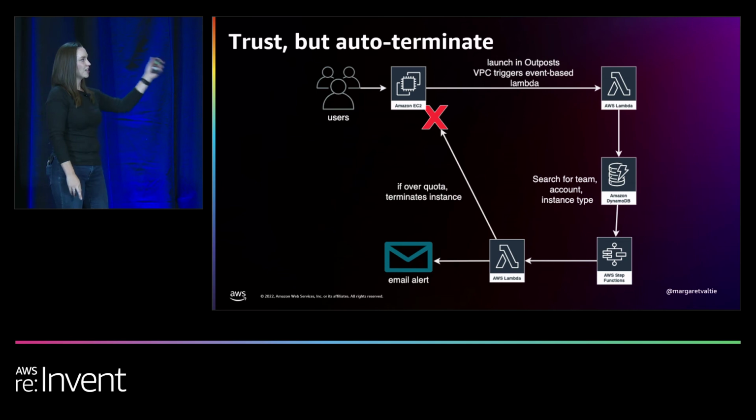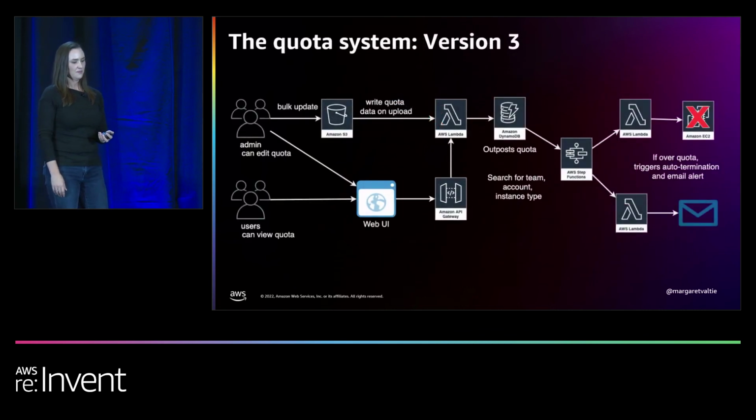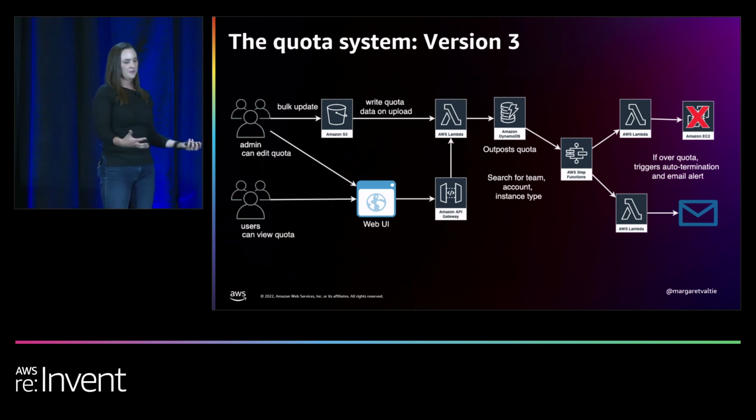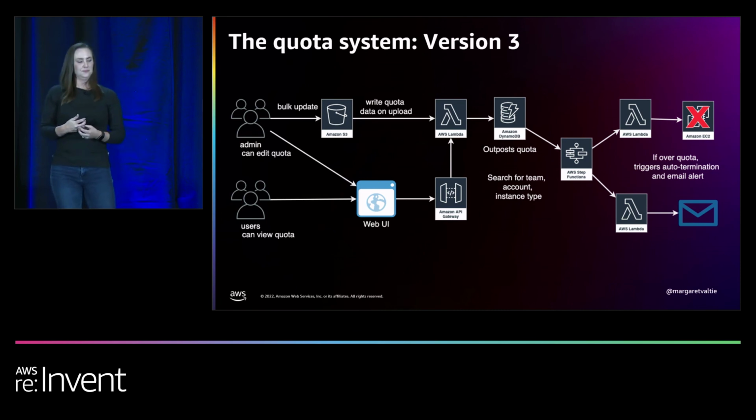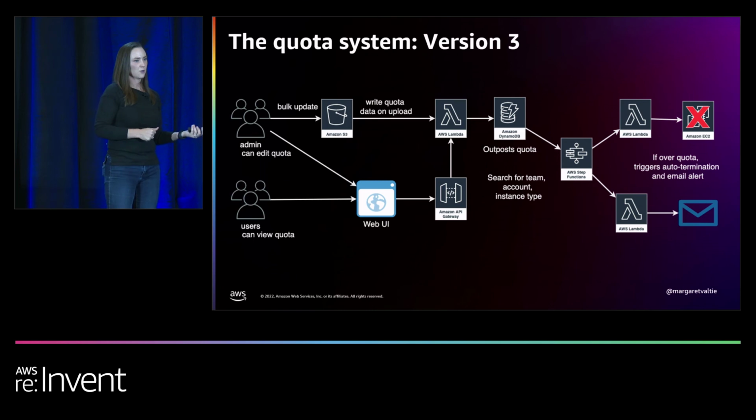So here's our process with the Lambdas, DynamoDB table, and AWS Step Functions. We get to automate the enforcement of it. So here's our quota system all together. Me, the admin, I can still bulk upload the S3 data, and it updates and triggers that whole process. But then we also have the other flow, where users can see the web UI, the admins can log in and edit, and all of that goes through API Gateways, which loops into the Lambda, DynamoDB, Step Function, Lambda functions. So we can auto-terminate things that are over quota and notify people. That is much more cloud native.